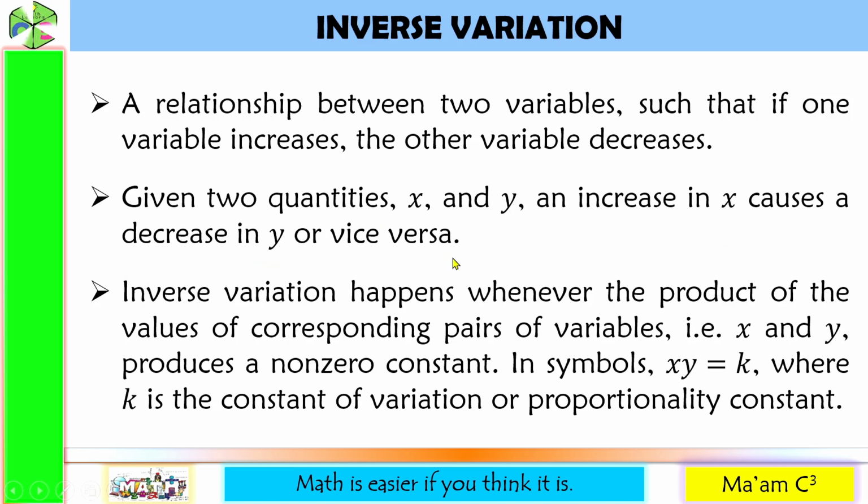or vice versa. Inverse variation happens whenever the product of the values of corresponding pairs of variables, example x and y, produces a non-zero constant. In symbols, xy, this is the product, is equal to k, where k is the non-zero constant. It is the constant of variation or proportionality constant.